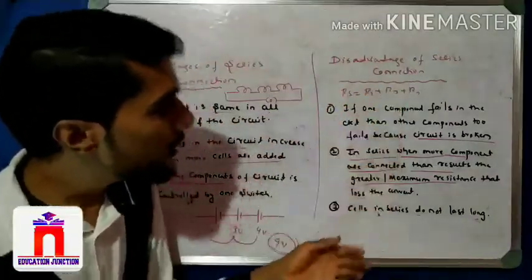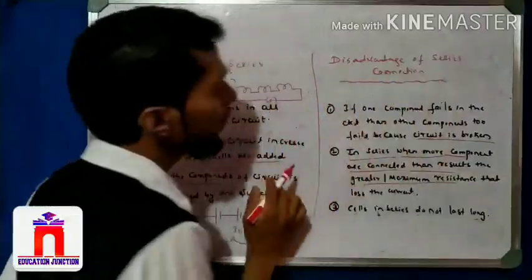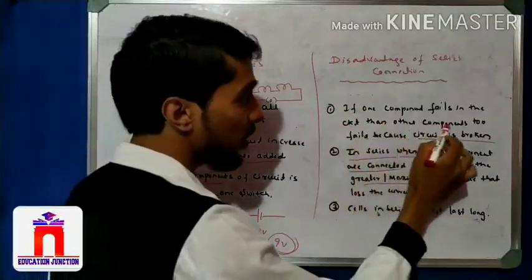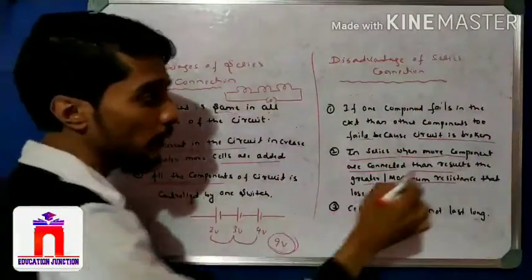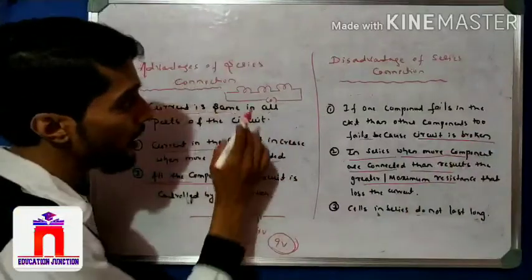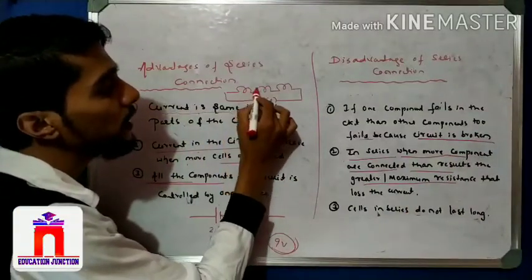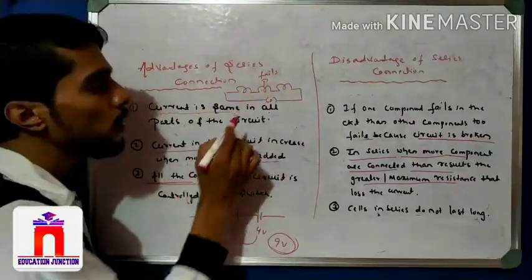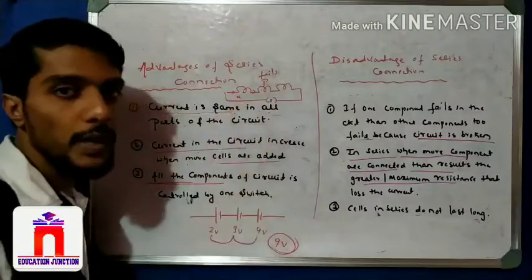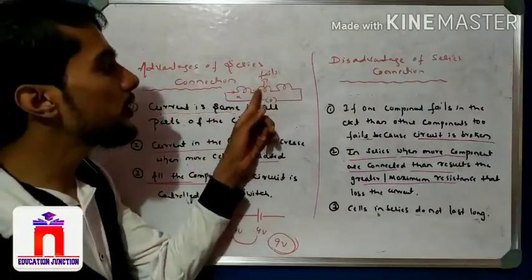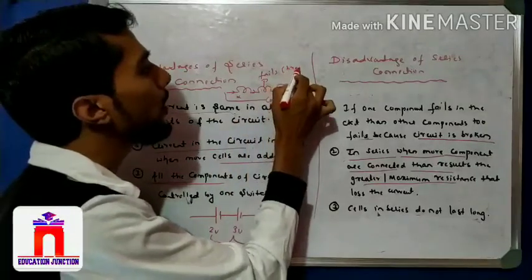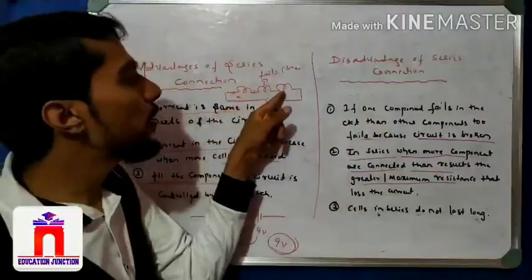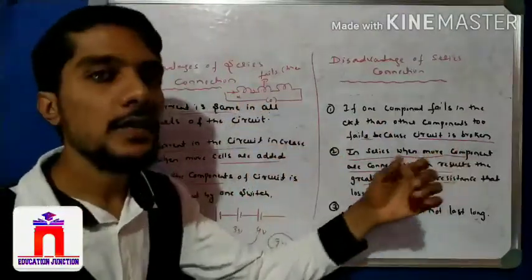Now come to the disadvantages here. If one component fails in the circuit, then the other components also fail. Why? Because the circuit is broken. For example, imagine this is a bulb connected in series with this and this. If this bulb fails, burns out, the flow of current stops automatically because there is no connection. If this fails, the circuit is broken. When the circuit is broken, there is no flow of electricity. So if any one bulb fails, all bulbs fail because of this broken circuit.